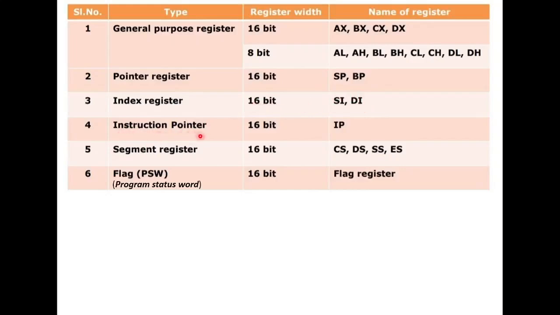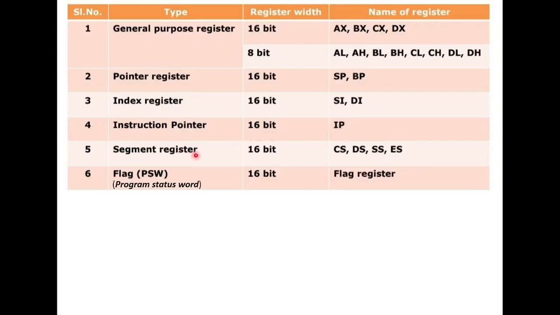Next one is the instruction pointer. IP means instruction pointer. This instruction pointer also gives the offset for addressing the code segment. It points to the next instruction while the execution is happening in the code segment. That time this IP is pointing to the next instruction which is going to be executed, and this IP is also 16-bit long.